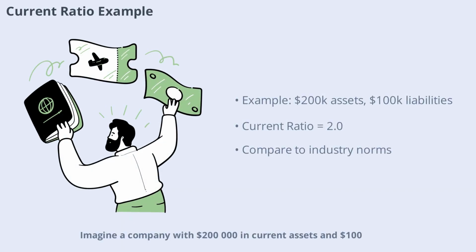Imagine a company with $200,000 in current assets and $100,000 in current liabilities. Its current ratio would be 2, meaning it has twice as many assets as liabilities due within a year. This suggests the company is in a strong position to meet its short-term obligations. However, it's important to compare this ratio to industry averages, as what's considered healthy can vary by sector.